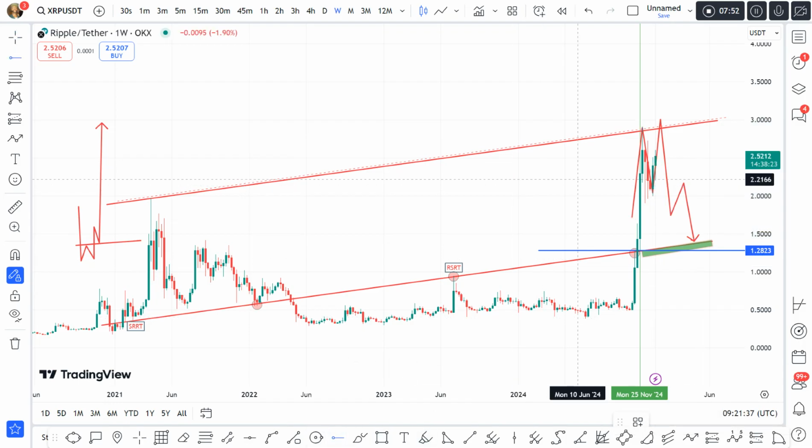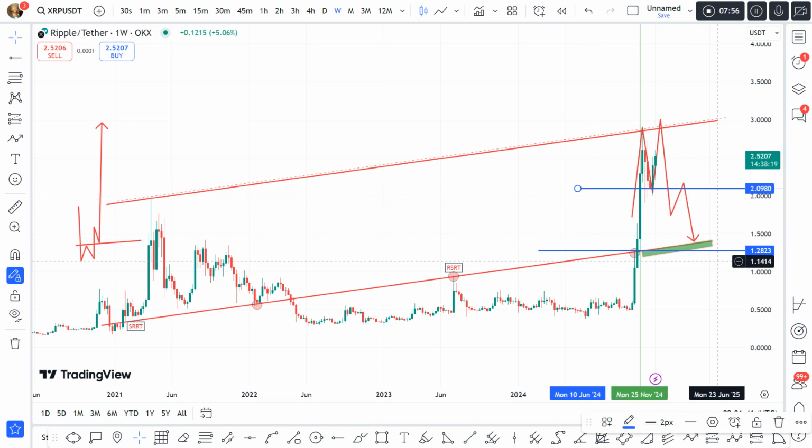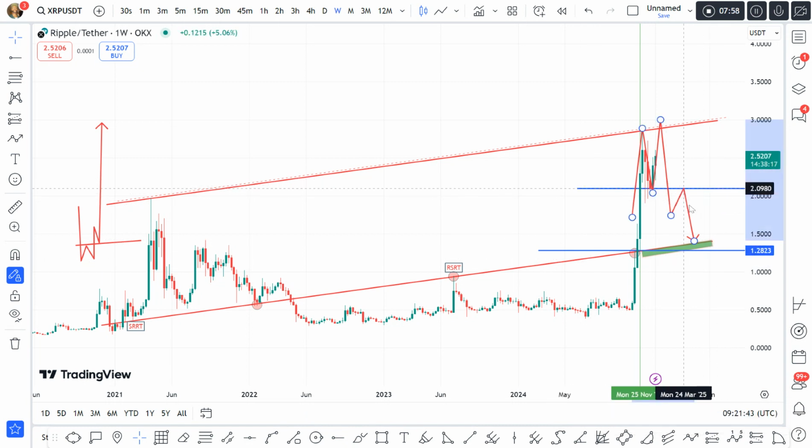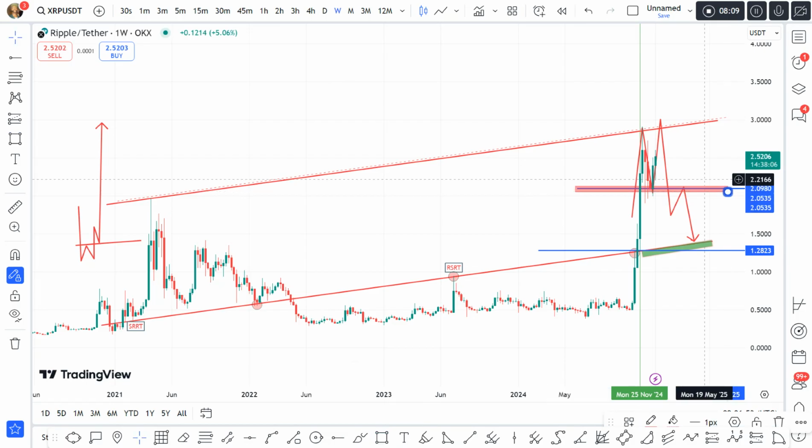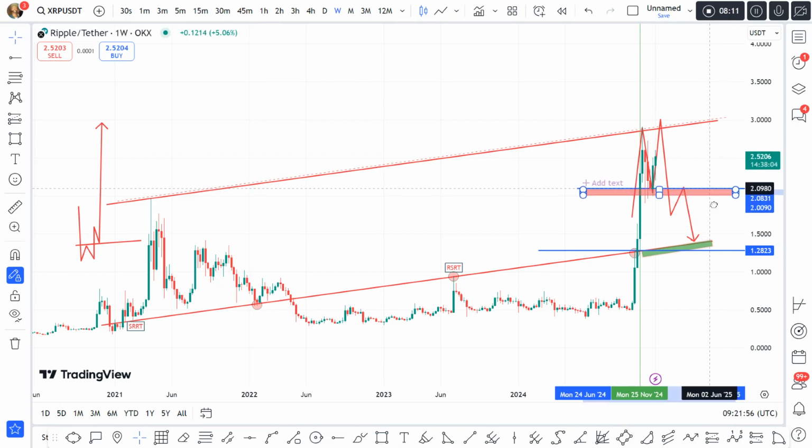So at that level, we're going to mark here as a weekly demand floor. This is a $2.90 mark. So at this level, you are more likely going to have resistance to the downswing, thereby creating a demand structure for an upswing.